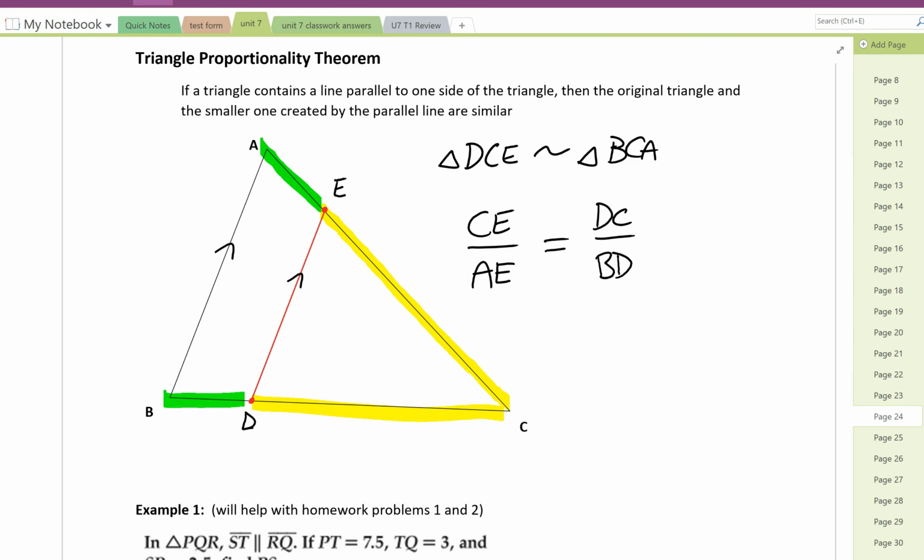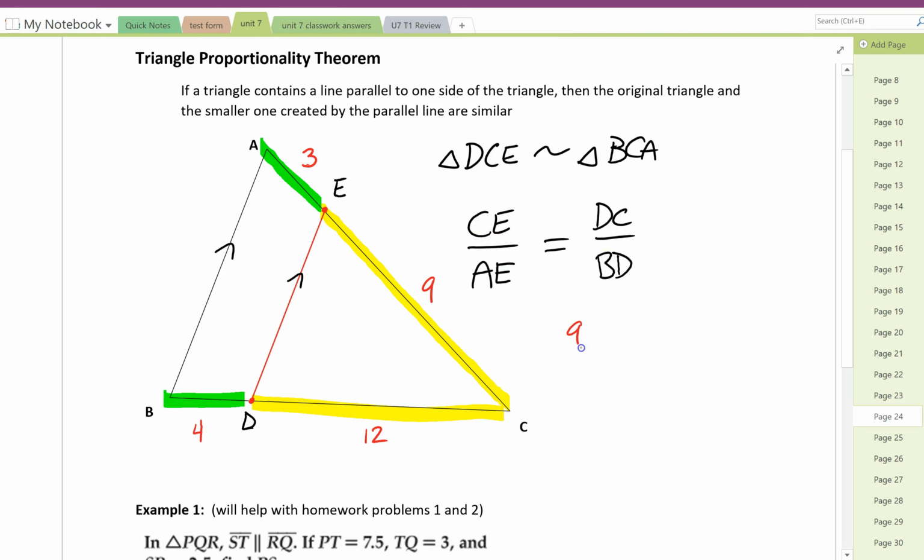So for example, let's say EC is 9 and AE is 3, then that would mean that DC is 12. Since 3 is 1/3 of 9, BD here would have to be 1/3 of 12. In other words, 4. If I want to check my work on that, again, I would just plug in numbers into this little equation I have here to make sure it works out.